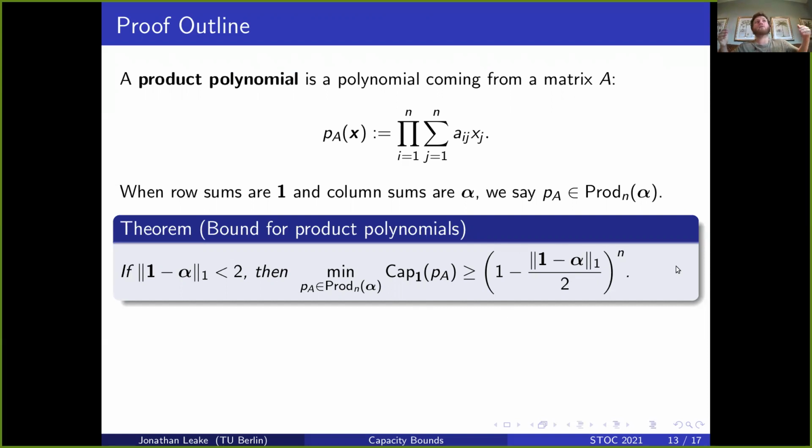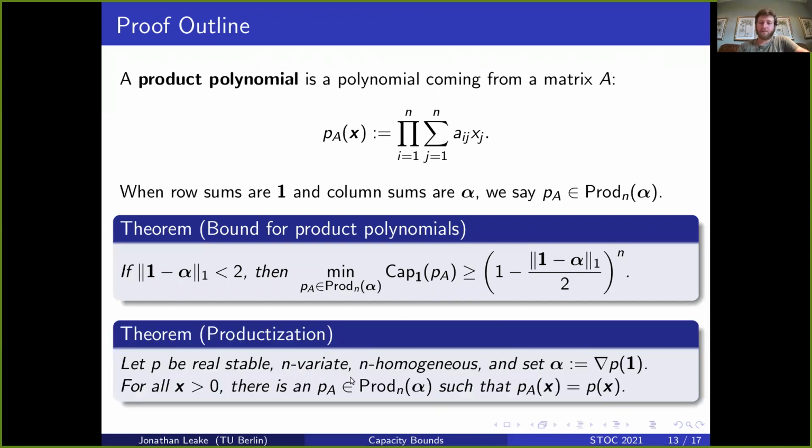And then how do we take the product polynomial bound to real stable polynomials? Well, it's with this result. If P is real stable, homogeneous with marginals alpha, then for any x in the positive orthant, we can find a product polynomial with the same marginals such that they are equal at this one point. And this may seem like not a hard thing to prove. You just have to show that two things are equal at a single point. But it turns out actually this is non-trivial. And if you think about this, right, we have a min here and we have an inf in this capacity.